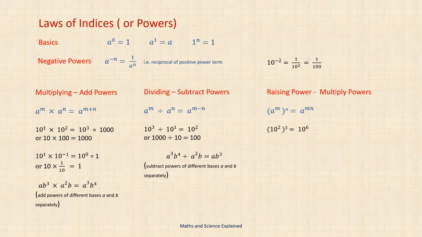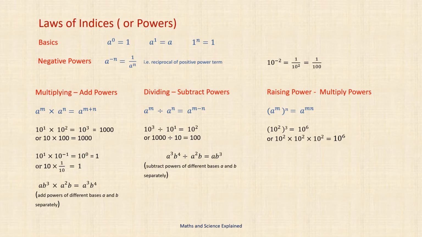Let's take an example. 10 to the 2 raised to the power 3 means 10 to the 2 cubed. This is simply 10 to the power 2 times 3, or 6. This can also be visualized as 10 to the 2 times 10 to the 2 times 10 to the 2 equals 10 to the 6. We are effectively using the addition rule here because the term in the bracket has been multiplied by itself 3 times, i.e. 2 plus 2 plus 2 equals 6. Which is equivalent to using 2 times 3 in the original expression.